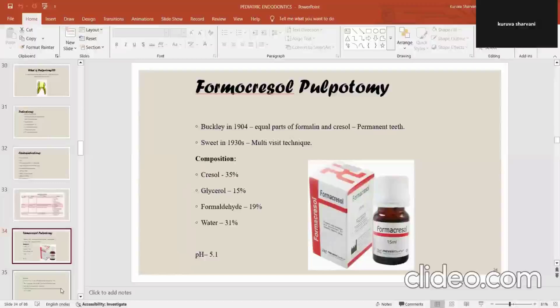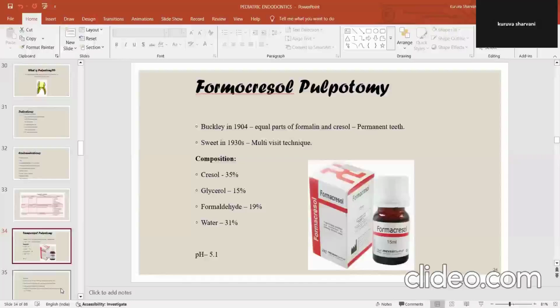And recent advances include 1 minute pulpotomy also. Whether 4 minutes pulpotomy or 1 minute pulpotomy, both have equal success rates. Then what's the point of doing a 4 minute pulpotomy? Rather, we can go for 1 minute pulpotomy also. Okay. The histological changes will be the same in both 4 minute pulpotomy and 1 minute pulpotomy. So now coming to formocresol pulpotomy.